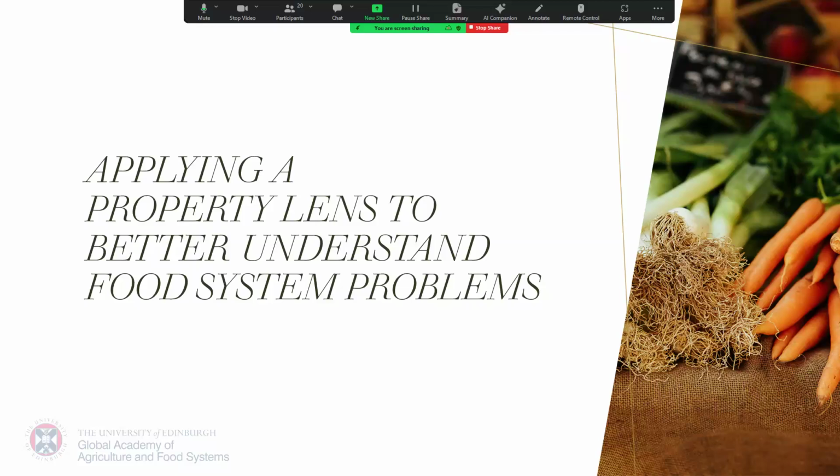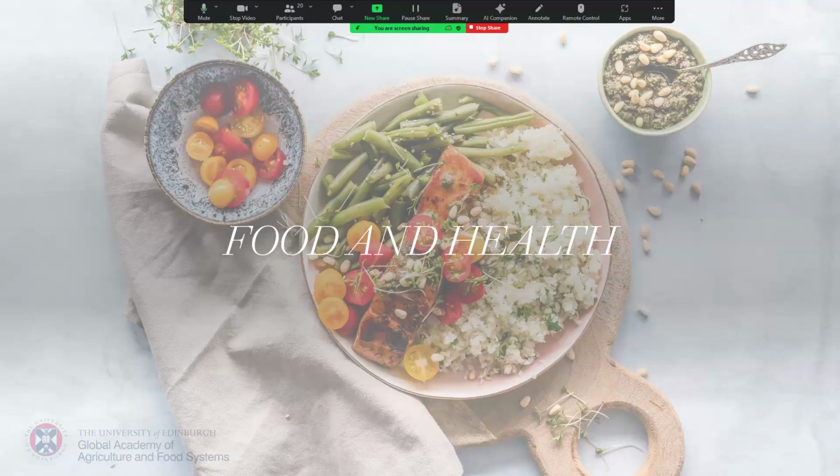So how might we make all these theoretical musings a little more relevant to understanding concrete food system puzzles? Personally, I think that property is a really useful lens to apply when trying to get to the root of different food system issues. For example, thinking about the food system through a property lens helps us to understand better the relationship between food and health.